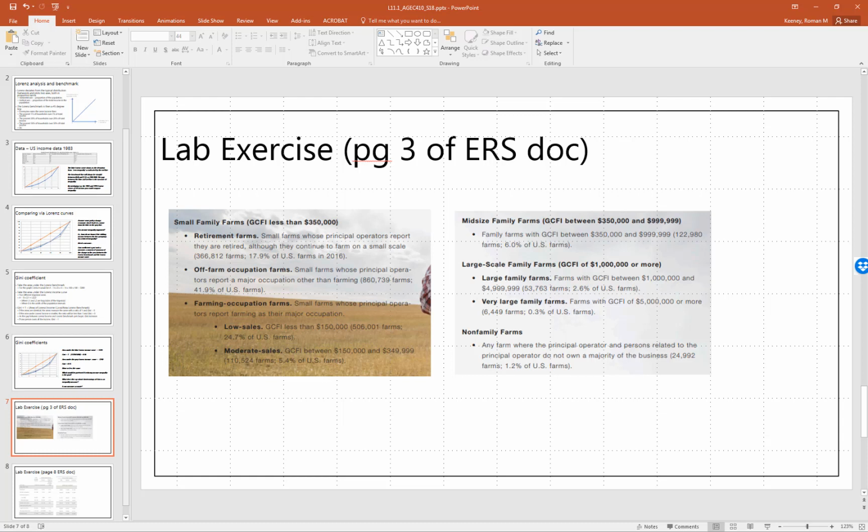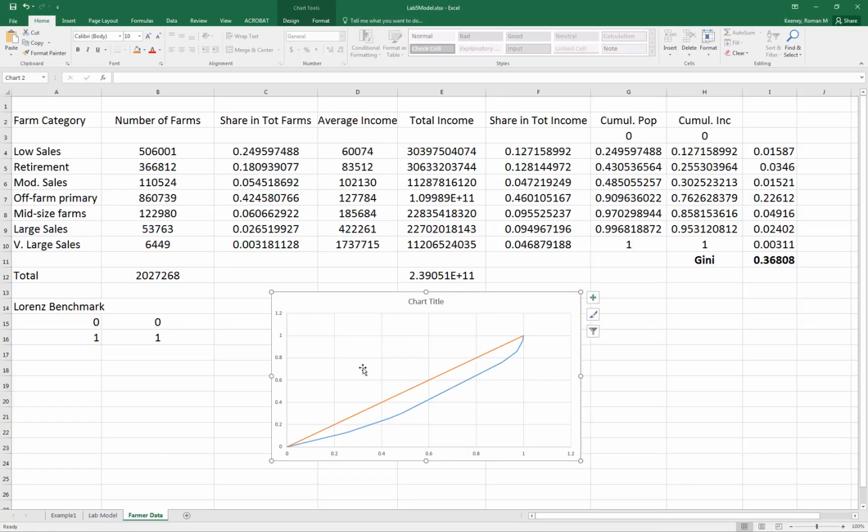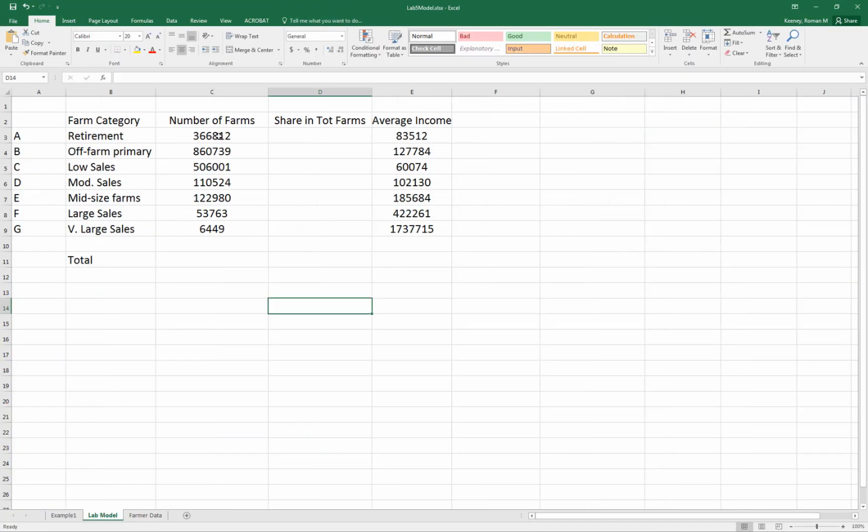I've actually put that together for you in your lab handout, and I've ordered these, and so this row is here for a reason. They're just grouped A, B, C, D, E, F, G: retirement, off-farm, low sales, moderate sales, mid-sized farms, large sales, and very large sales. And these are the number of farms that go with each of these.